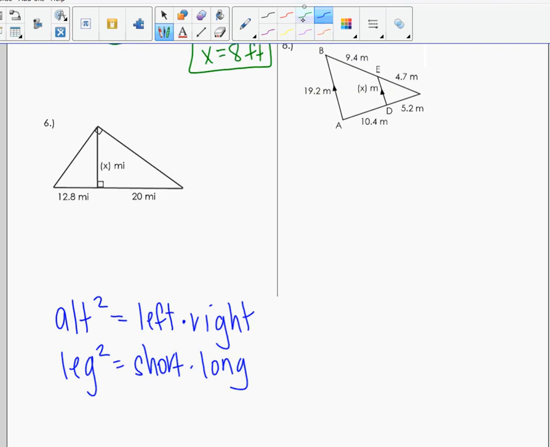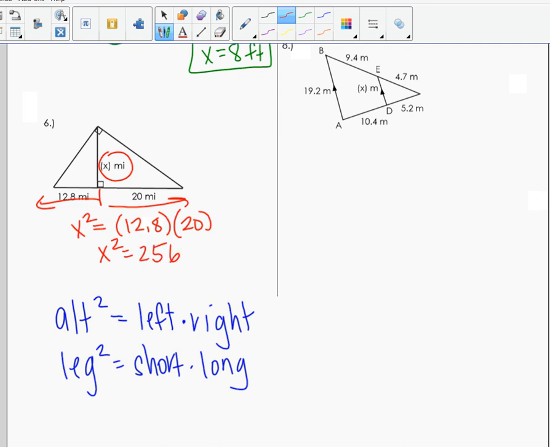In this case, we were given an altitude. X is our altitude. So we can do altitude squared, which is x squared, equals left, which is your 12.8, times right, which is your 20. So left to the left of the altitude, right to the right of the altitude. When you multiply those together, you get x squared equals 256. When you square root both sides, you find that that altitude is a distance of 16 miles.